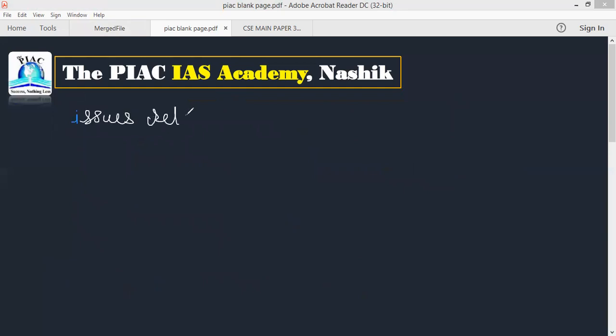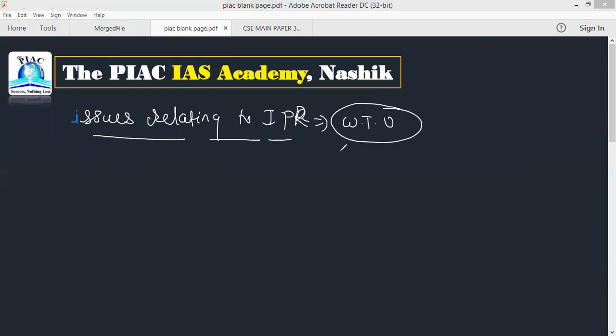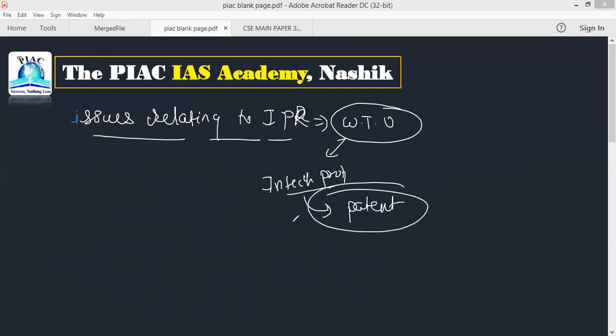Issues relating to IPR. Now IPR means intellectual property rights. When the WTO, the World Trade Organization, was formed, several agreements were made. Out of these, one of the important agreements was related to intellectual property rights. One of the intellectual property areas is related to patents. So all the issues related to IPR we will discuss in this topic.